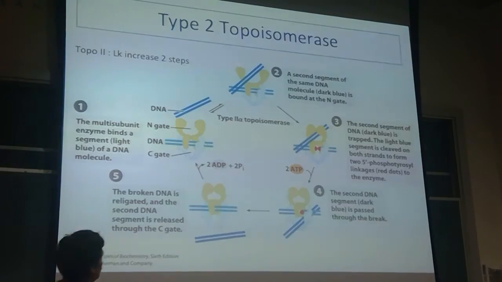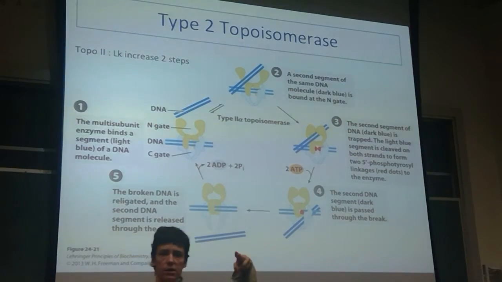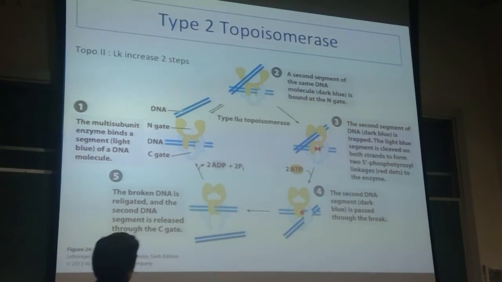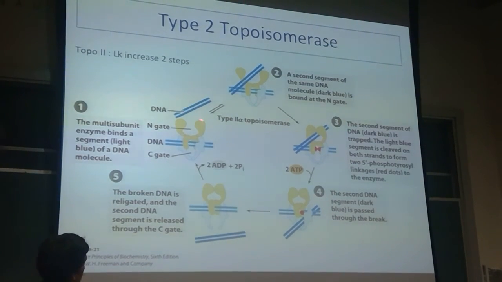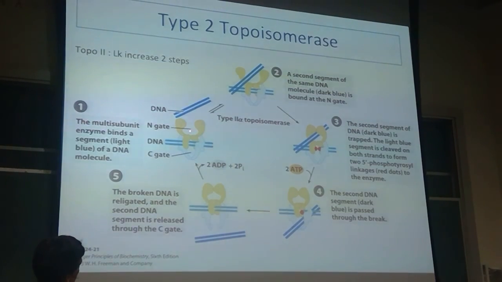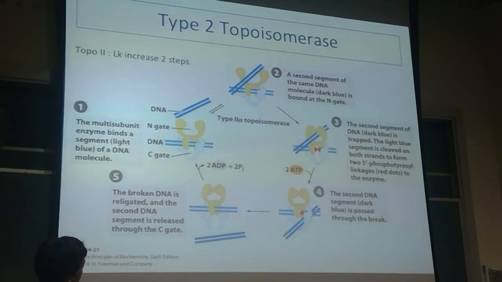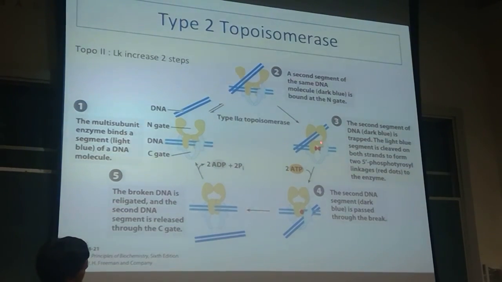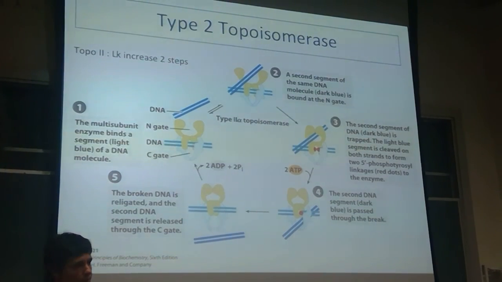Topo 2 is the same thing, except they use both strands. It's a double, like this. You have two gates. It's made of two planes like that. You have one gate that holds the DNA here, and another gate that will take the DNA over like this. This is type 2 alpha topoisomerase. You will cut the DNA here and hold it together, then pass that strand over the other one to separate both of them.